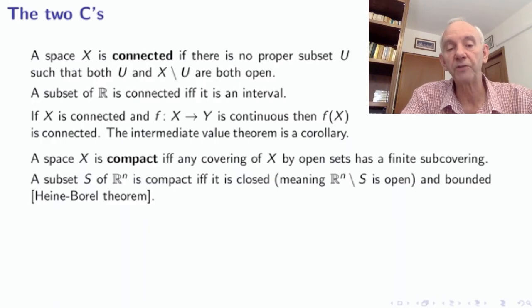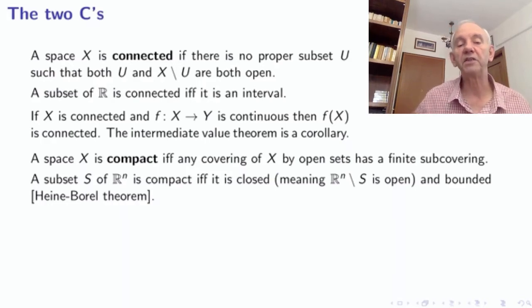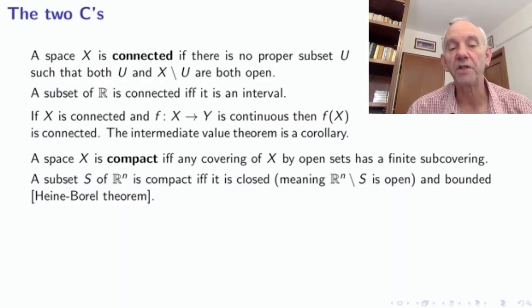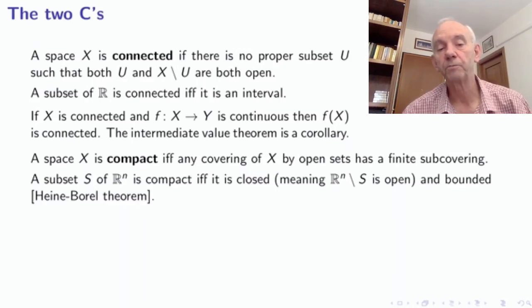The other concept which you need to know about is a space being compact. This is a more technical notion, slightly harder to define, but the definition of compactness is that any open covering has to have a finite subcovering. So what that means is if you can describe X as a union of finitely or infinitely many open sets, then you can always extract a finite number of those open sets which still covers your space X, so X is still in the union of those finitely many open sets. If that's the case, the space is called compact.